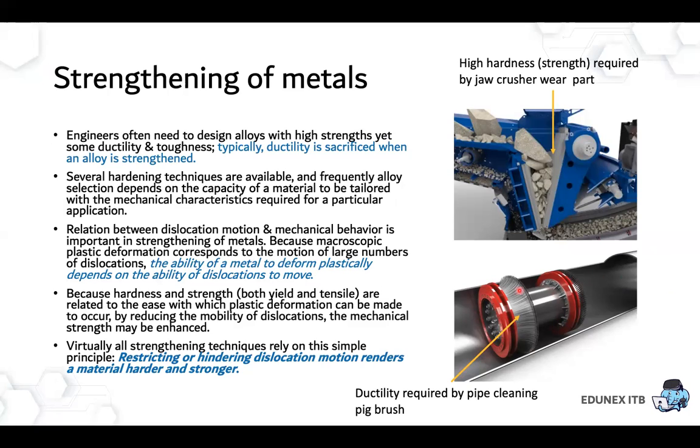So the brush needs to be very strong but also quite ductile, like a brush. Here the ductility is required for the pipe-cleaning brush. So how do we adjust between a stronger metal and a more ductile metal using similar metal? That is what we're going to talk about today or tomorrow.